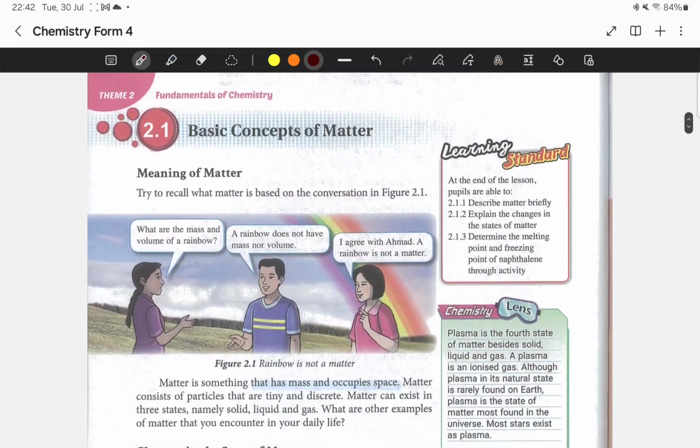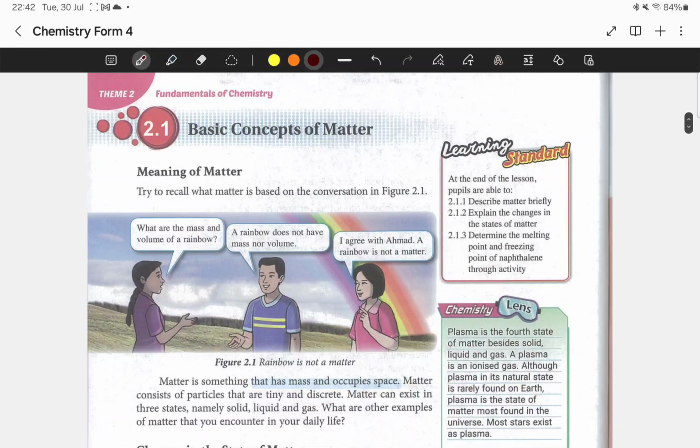Okay, so this topic is still under the fundamentals of chemistry. It's just a basic for your chemistry. So first things first, we are going to talk about the basic concepts of matter. What does matter mean?